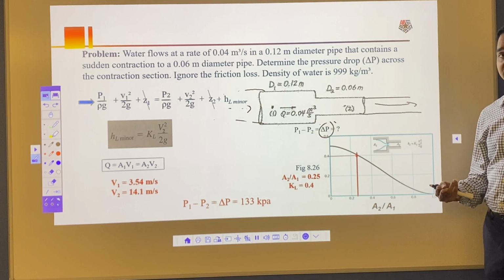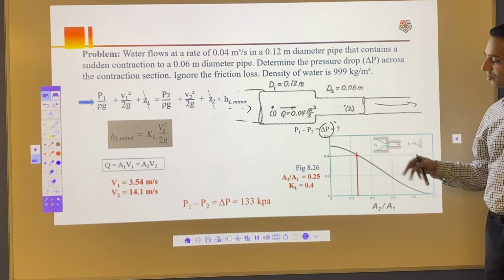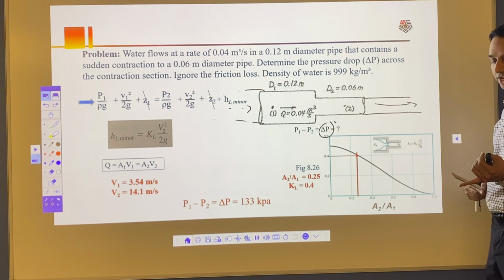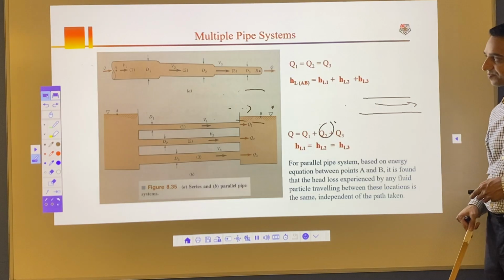Now if there is sudden expansion, there is another figure similar to this, and you have to use that. But that's how the process is, that you need to know how to use tables, charts and figures. Without that you won't be able to do these problems.